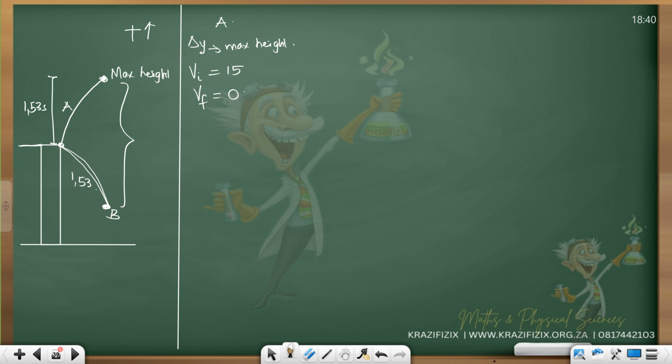Do we know the time from the origin to the maximum height? 1,5. Please, everybody, get me delta y. Write that information down. Don't be lazy when it comes to data writing. Write the data down. It helps you to pick the formula.